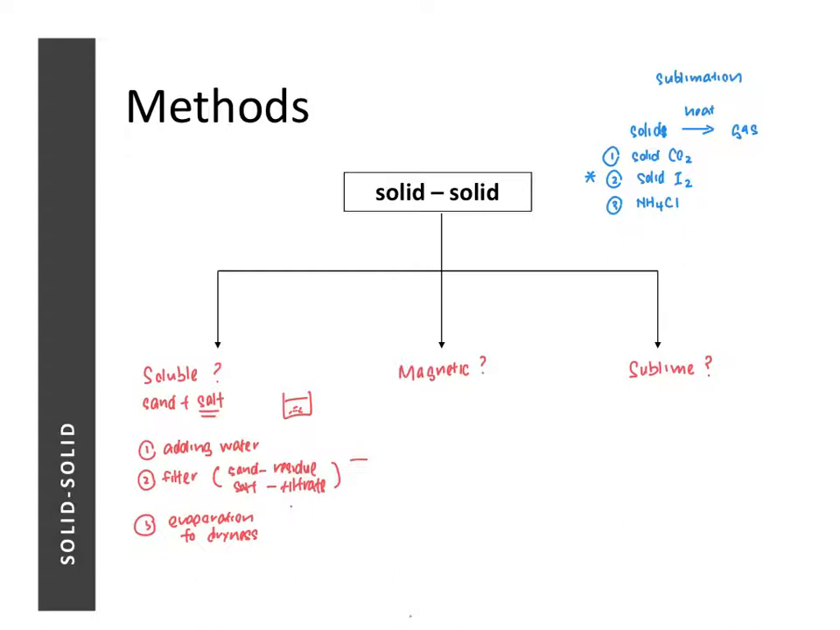Next, an example of a solid-solid mixture where one of them is magnetic and the other one is not would be sand and iron. Iron is the only metal in the syllabus that you need to know is magnetic. So this is very simple. If you have sand and iron, iron is magnetic, so all we need to do is to use a magnet. When we apply a magnet to the mixture, your iron is going to be attracted to the magnet, whereas your sand remains in the container.